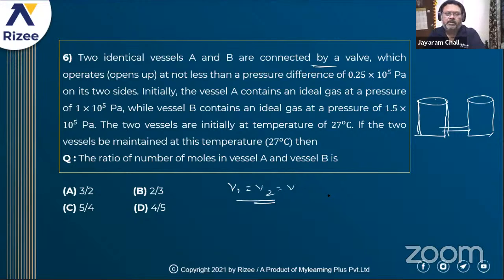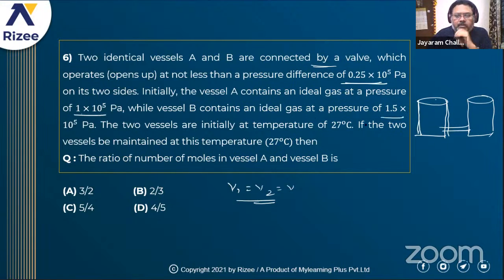So volumes are the same and they are connected on the other side. So when they have been connected, what can you have as the maximum pressure difference? Not less than this one. So this is the pressure that needs to be maintained at that particular instant. So now, initially, before connecting them, the pressure of the first one is 1 into 10 to the power of 5.